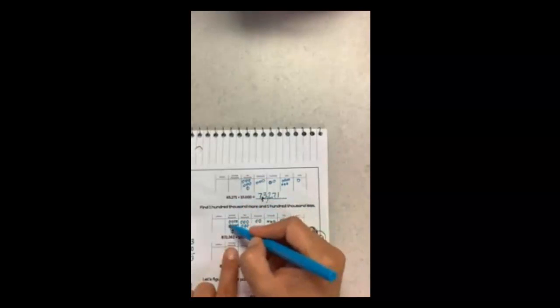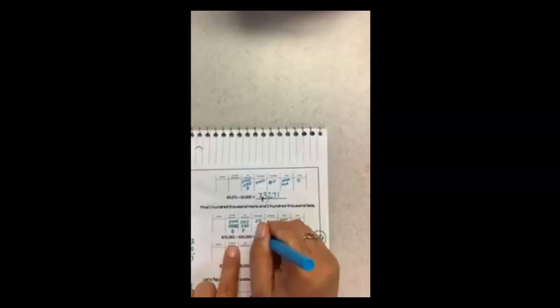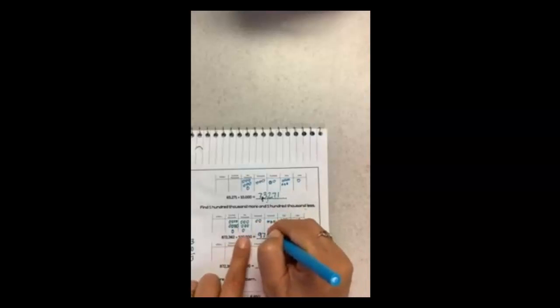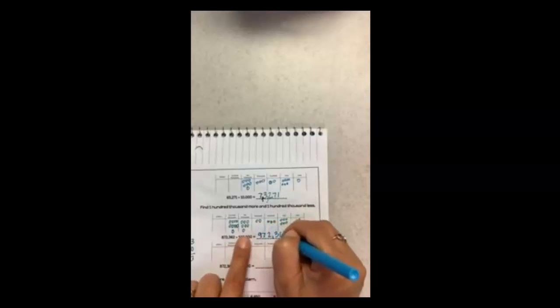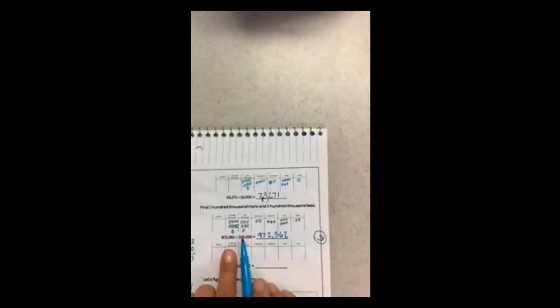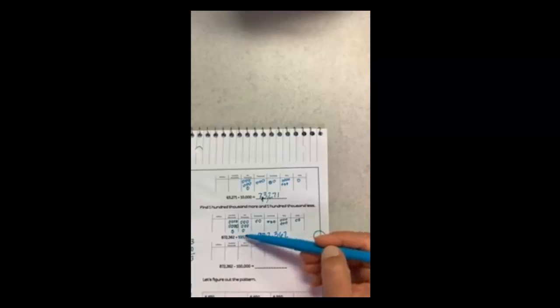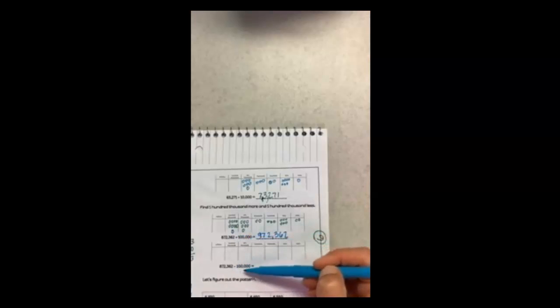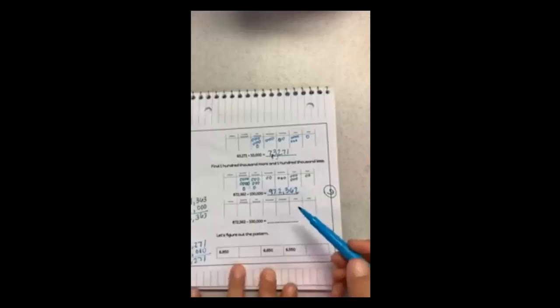Okay, so I'm going to go to the 100,000s, and I'm going to add 1. So now how many do I have? I have 8 plus 1 is 9. And then these all stay the same because I didn't add anything to them. So 100,000 more than 872,362 is 972,362. Okay, so this was 100,000 more. Now I'm going to do 100,000 less because I'm subtracting.